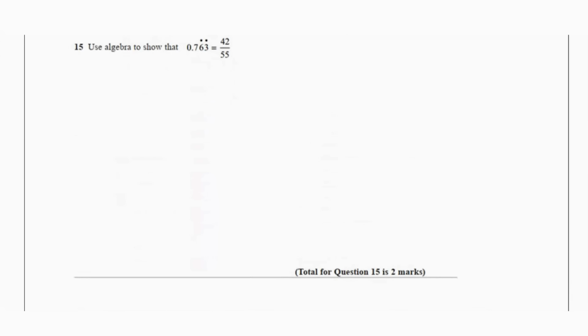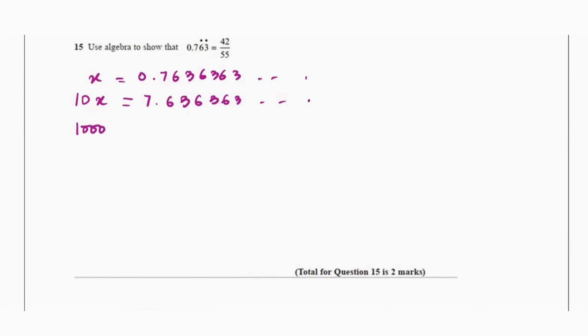Then recurring decimals did not come in paper 1, so it's definitely going to come in paper 2. So we begin with assuming that x equals 0.7636363 and so on, because 3 is recurring because the dots are on 6 and 3. Then we multiply x with 10. So 10x is going to give us 7.636363 and so on. Whatever we multiply x with again, the numbers after the decimal have to be exactly the same. So that can only happen if we multiply x with 1000.